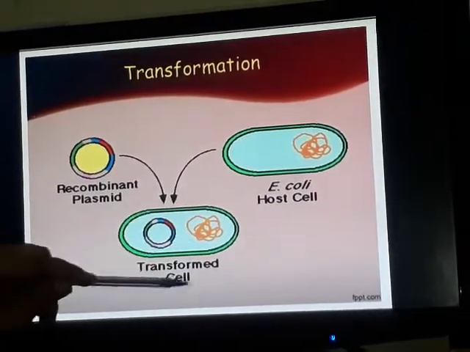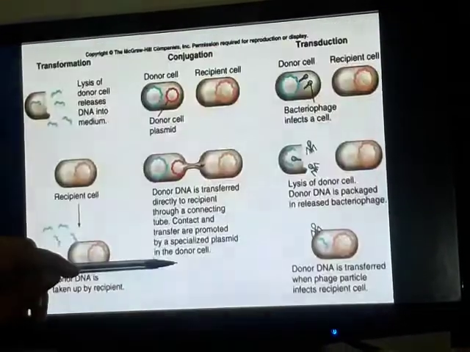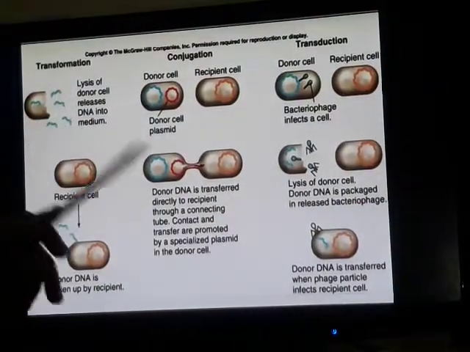So this is called a transformed cell. So, transformation, conjugation and transduction.